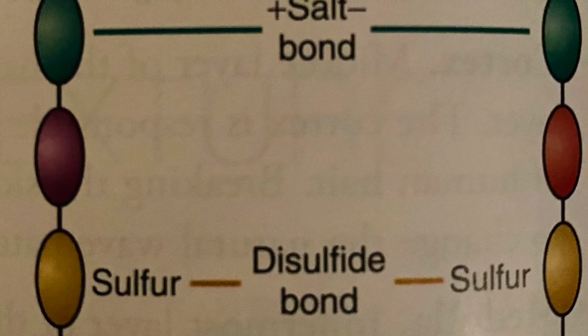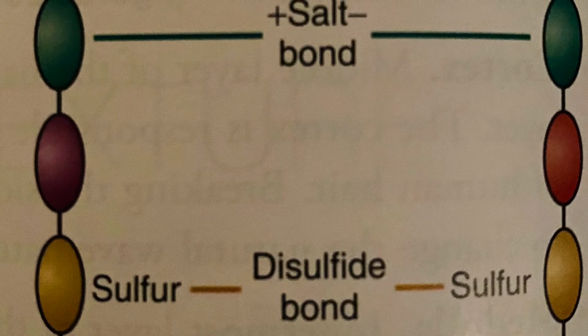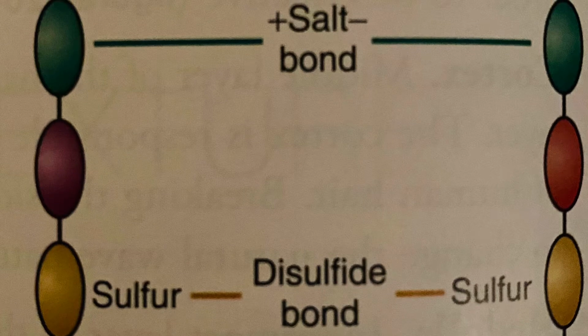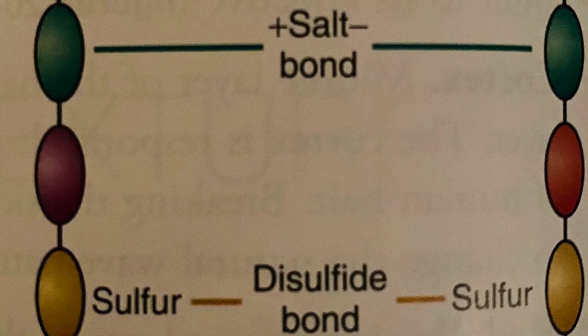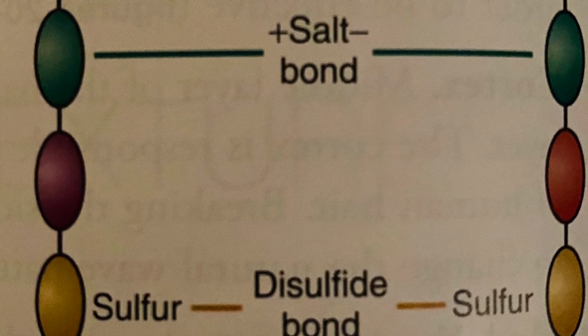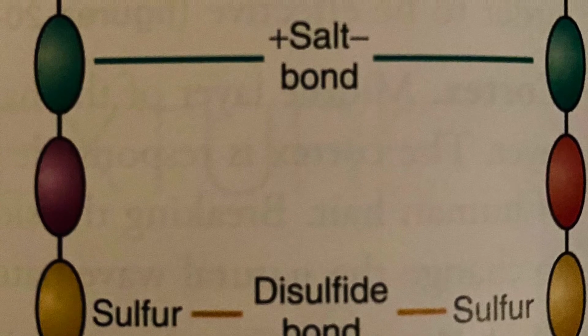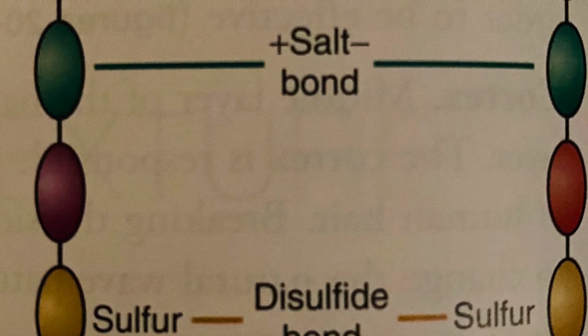And now to discuss the three types of bonds that we have in our hair. We have salt bonds, hydrogen bonds, and disulfide bonds. Disulfide bonds are the hardest ones to break and can only be broken with a chemical, such as your waving solution in a permanent wave.